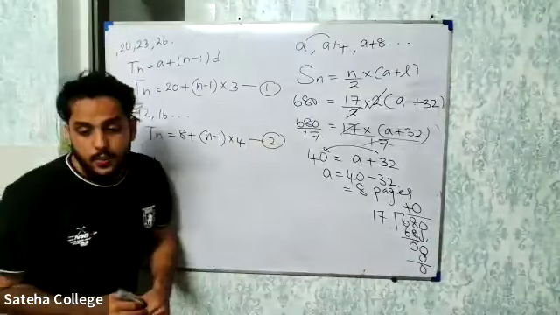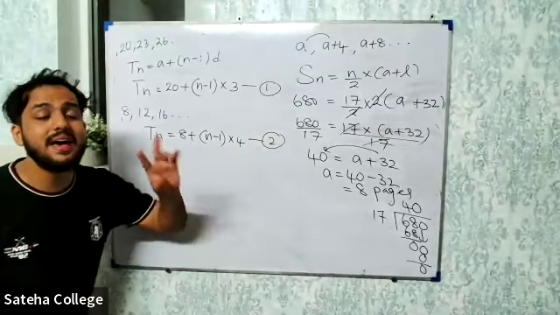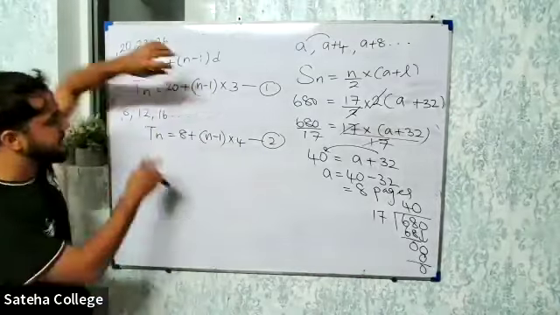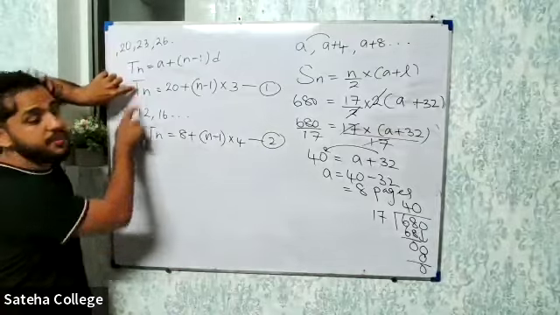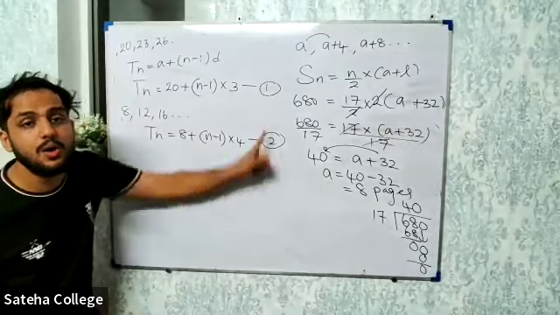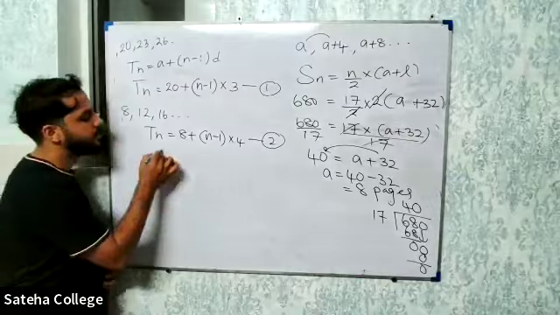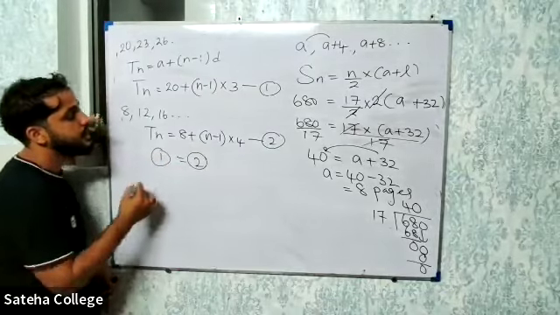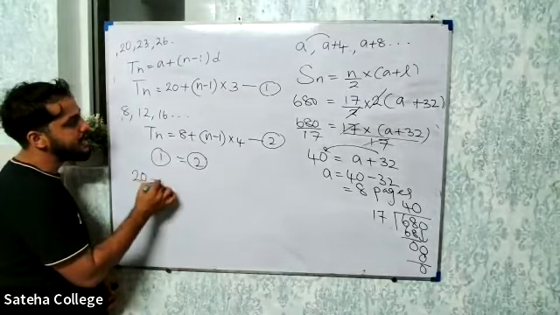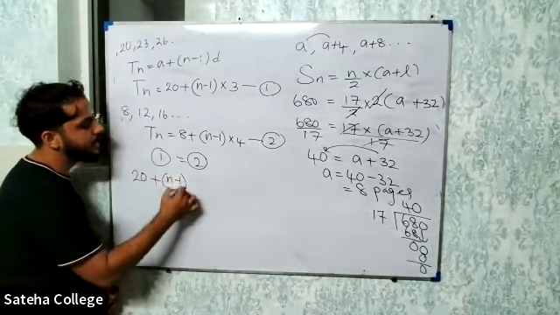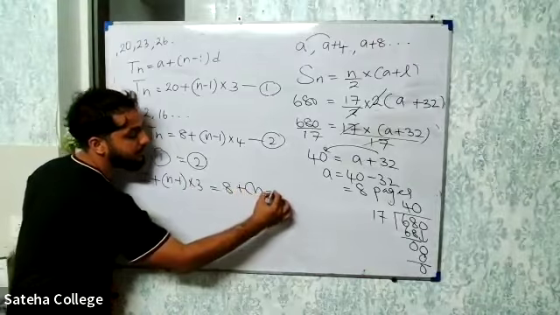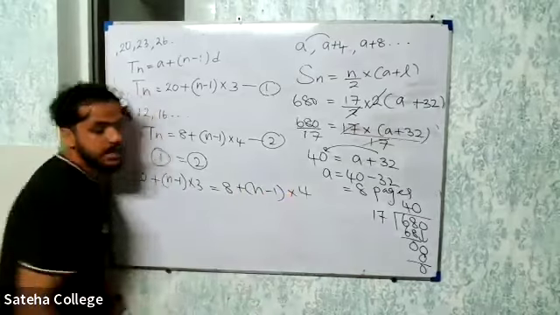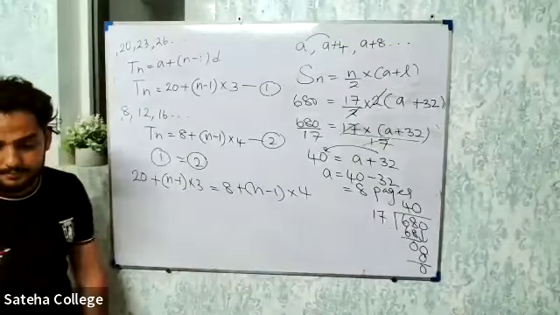Now we know we are finding out the day where they are reading the same number of pages. Tn is the same number of pages. So Tn in both of them are equal. Now what can I do? I can equalize 1 and 2. So 1 is equal to 2. Now I can say 20 plus n minus 1 into 3 is equal to 8 plus n minus 1 into 4. Did everyone understand this?